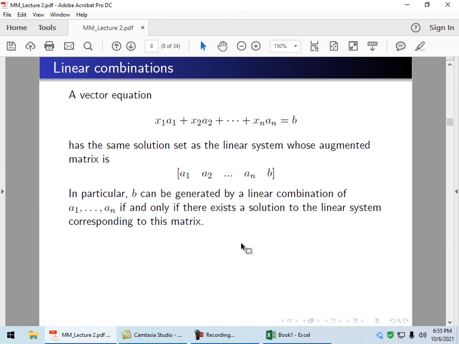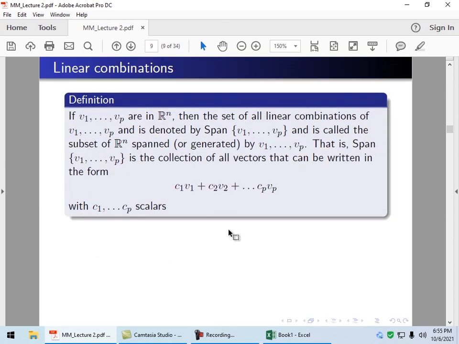Okay, then let's continue. So one of the key ideas in linear algebra is to study the set of all vectors that can be generated or written as a linear combination of the set of vectors v1 to vp. So now we are considering a new word for you. This is the span.